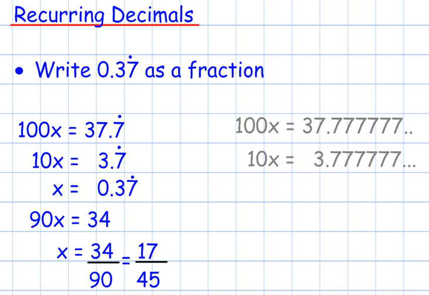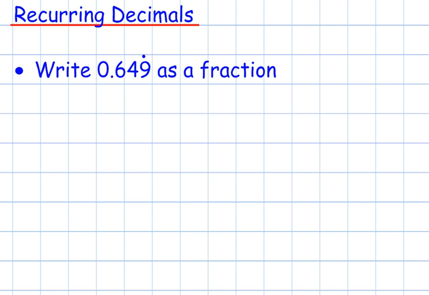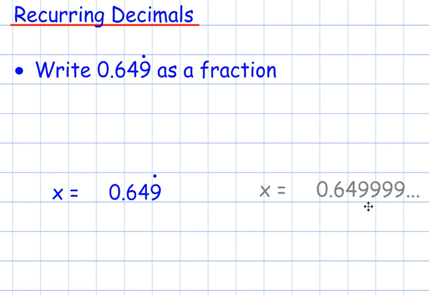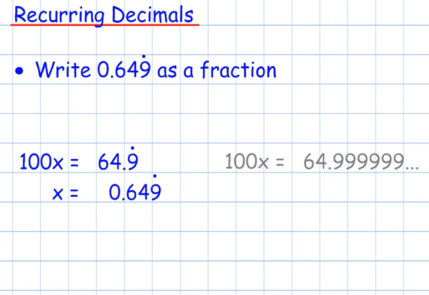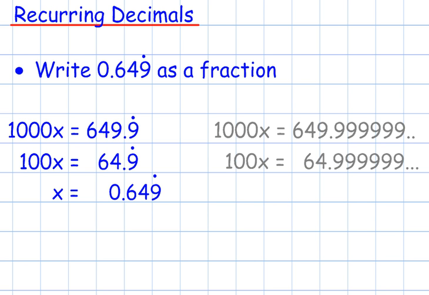Example 4. Write 0.649 recurring as a fraction. Again, x is equal to 0.649 recurring. Now, I need to get down to just this 9999 bit, so I'm going to multiply it by 100. So 100x is equal to 64.9 recurring. This leaves me the recurring bit. If I multiply it by 1000, that will give me 649.9 recurring. I can now take these away from one another to get rid of this bit.